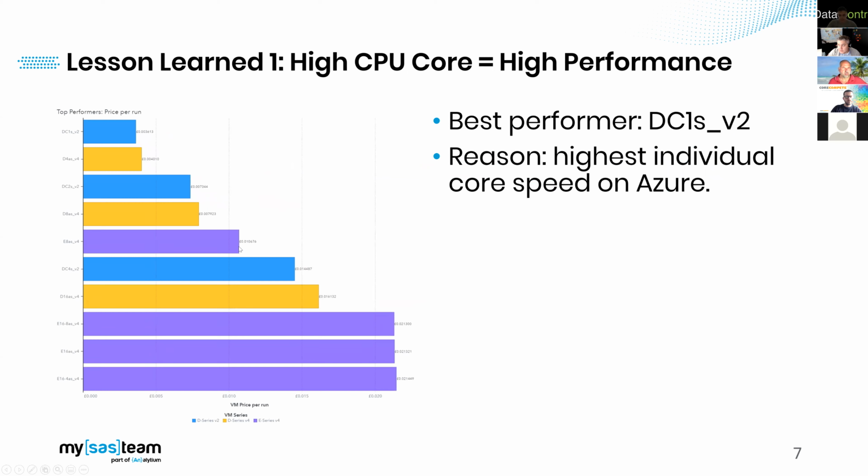One of the lessons that we learned here is that a high CPU core speed, specifically the single core CPU speed, tends to be one of the best performers for this. If I present the graph where we looked at VM price per run, so we run the SAS code, and then calculate how many times we can run it over how many instances in a day, the best performing instance for that particular SAS code is DC1 SV2, which gives the lowest run cost. Interestingly enough, if you have a look at what that specific VM type can do, it offers by far the highest CPU core speed.